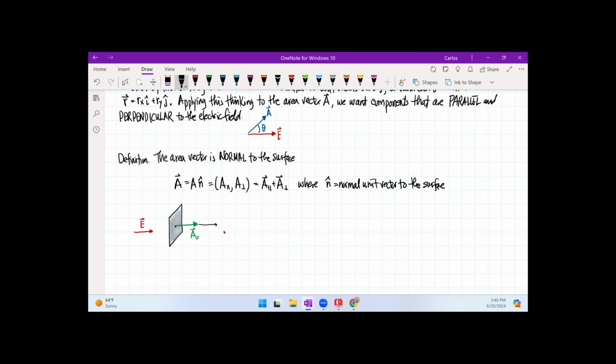So then that here is my parallel unit vector axis. On the other hand, I'm going to have a vector that's perpendicular to the direction of the electric field. So that's going to be A perpendicular. And so if I look at this, that gives me the perpendicular axis, which I did not write correctly there. So let me go back and correct that. Perpendicular.